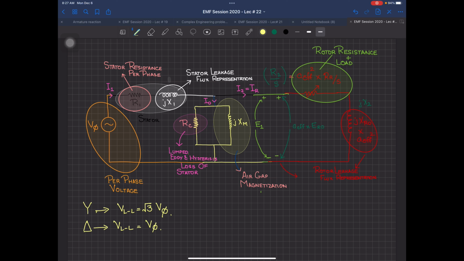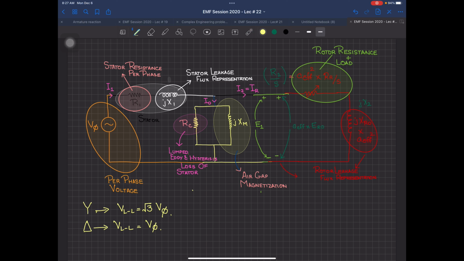This is the first mistake you make whenever you are doing a numerical, and if this V phase is wrong, then every calculation is going to be wrong. So please don't make this mistake, because the whole numerical has some parts, and if the first part is wrong, the error will be carried forward. Then R1 is the per phase resistance of the winding.